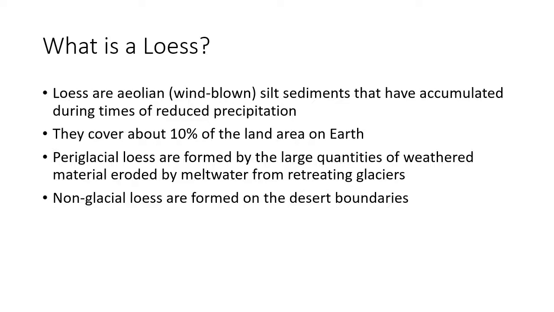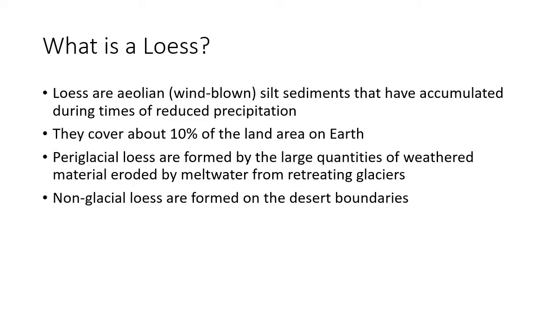And so loesses are very, very widespread. Some of them are very, very large, and they cover about 10% of all the landmass on Earth. They produce some very, very fertile soils. Crops grow very, very well in soils that are generated from loesses.